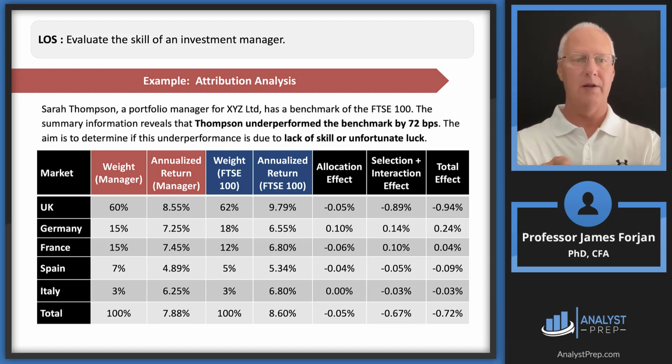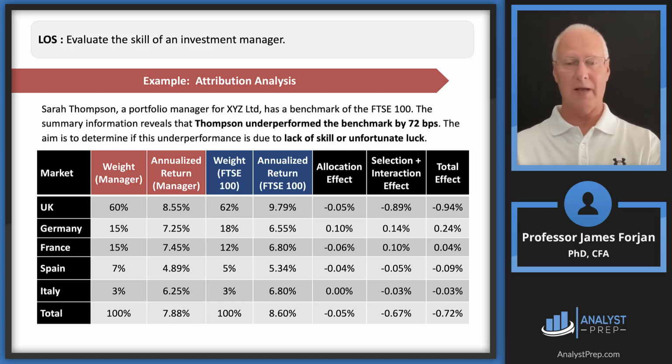We underweighted Germany. We underweighted UK. We underweighted Germany. We overweighted France. We overweighted Spain. And we have equal weights for Italy. So clearly, the difference in those weights is going to have an impact over on the far right column, and then that's going to lead to the minus 72 basis point performance.